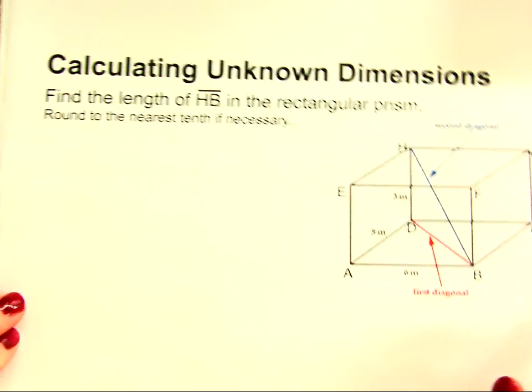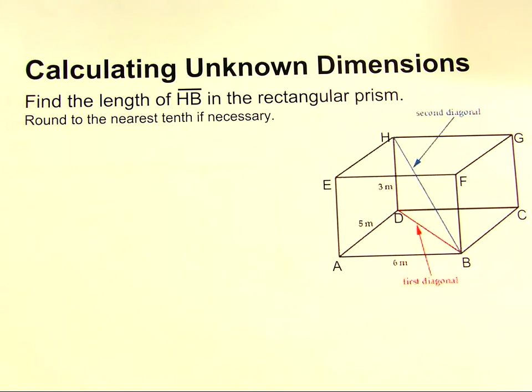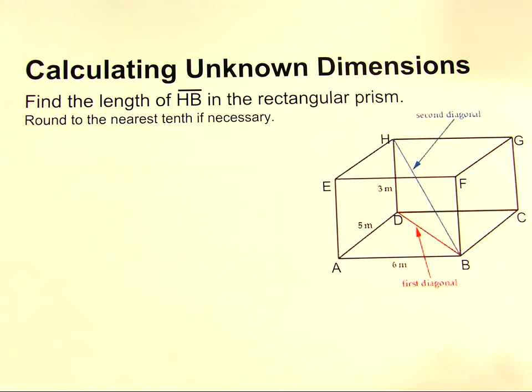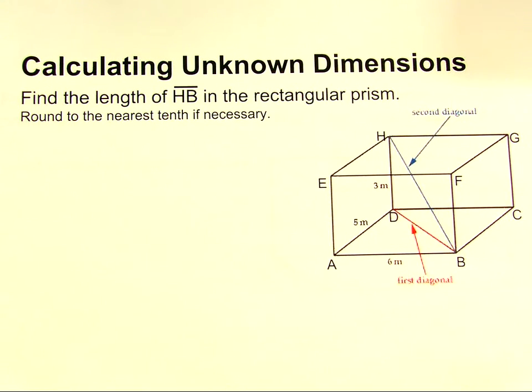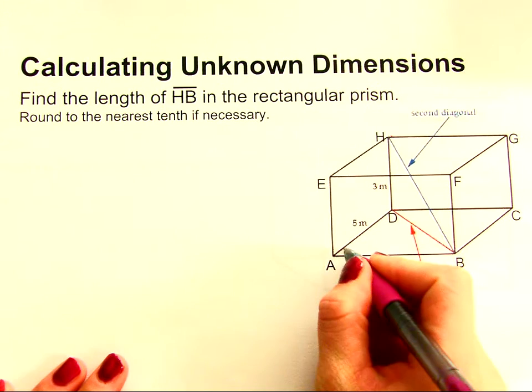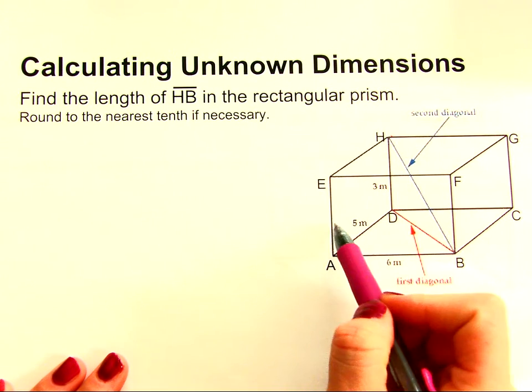Okay. So I would like you to pause the video and try this one all on your own. I've already got the diagonals drawn in there for you and the measurements, so it should be a little bit easier. Trying to find the length of this HB here, this blue line. So the tricky part might be finding those 90-degree angles. So here's your first one.